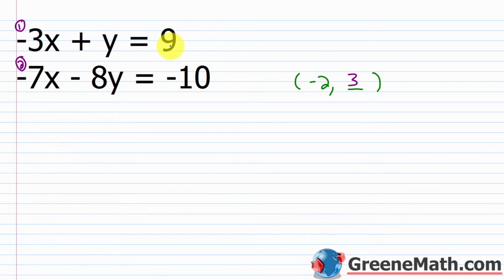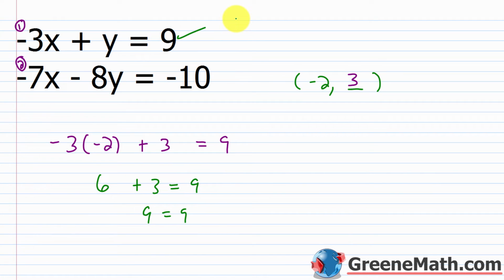So I'm going to start with equation 1. I'd have negative 3 times x is negative 2, plus, for y, I have 3, and this should equal 9. We know this works because we just did it. Negative 3 times negative 2 is 6. 6 plus 3 is 9. So you get 9 equals 9. So this works out there.